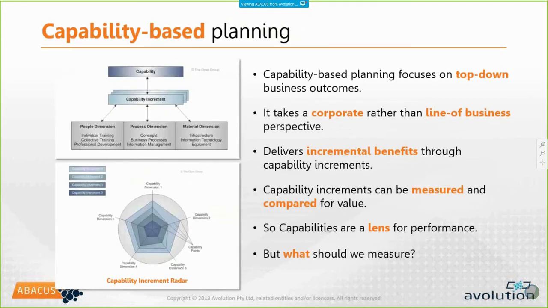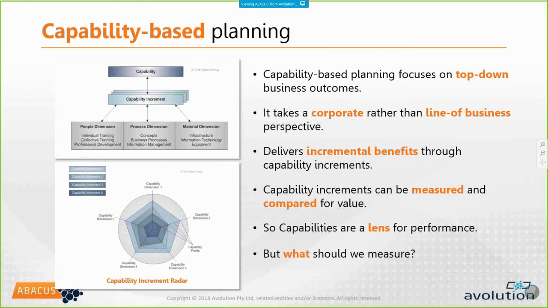Now, TOGAF has some good guidance on this as part of the architecture continuum section of the standard, and it talks about capability-based planning. And this is one of the key approaches we've found very effective in actually telling business stories around roadmaps. Now, what a capability is, it's a set of high-level requirements, but fundamentally they're focusing on top-down business outcomes. So a capability is a very broad, very top-down, very business-focused view. It's taking a corporate view of the organization rather than necessarily a line of business perspective.